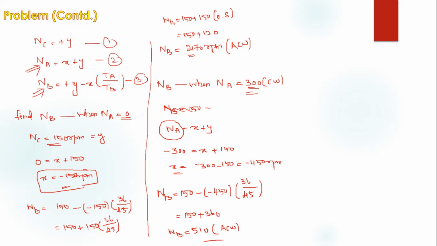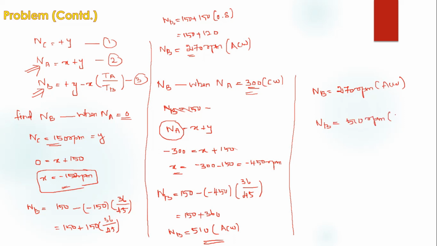Final answer for the first case: NB equals 270 RPM anti-clockwise. Second case: NB equals 510 RPM anti-clockwise when NA rotates 300 RPM clockwise.